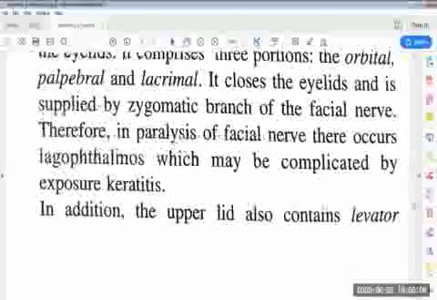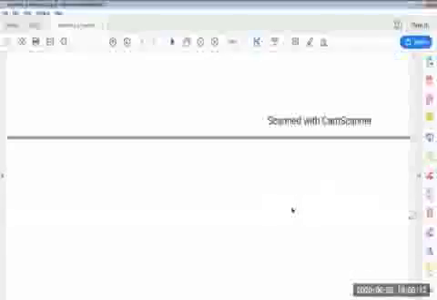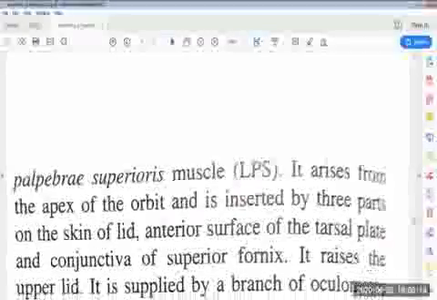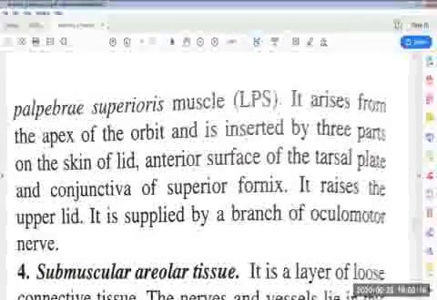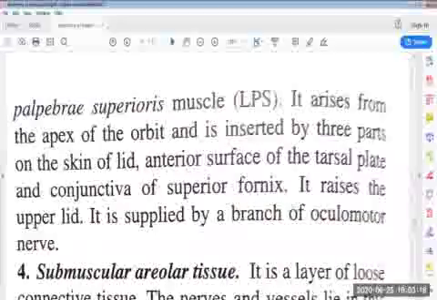In addition, the upper lid also contains the levator palpebrae superioris muscle. It is called the LPS muscle. It arises from the apex of the orbit and is inserted by three parts on the skin of the lid, the anterior surface of the tarsal plate, and the conjunctiva of the superior fornix. It raises the upper lid and it is supplied by a branch of the oculomotor nerve.